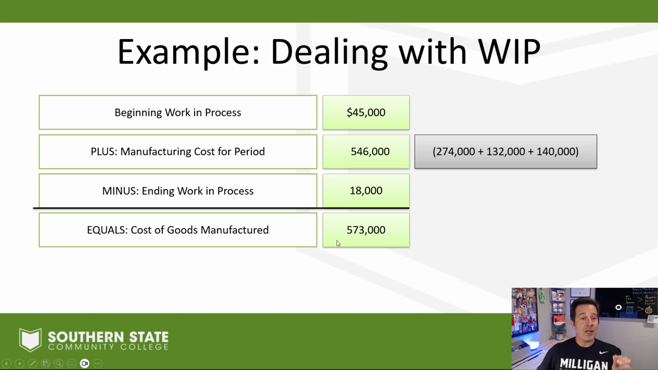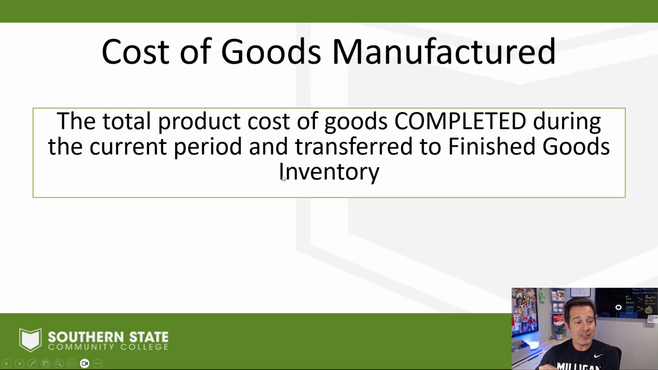Again, cost of goods manufactured, total product cost of goods completed. We finished them. We're going to send those costs out to finished goods inventory. Still on the balance sheet, but we're just moving them to a different account. That is cost of goods manufactured.